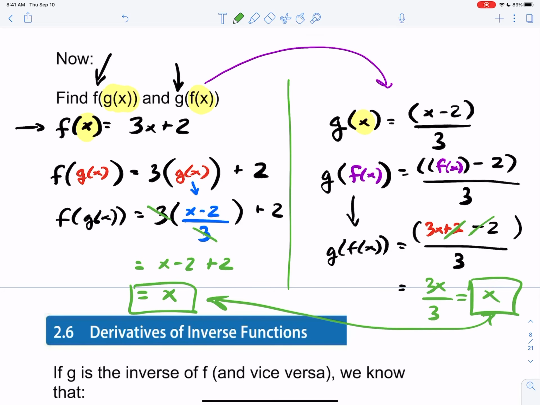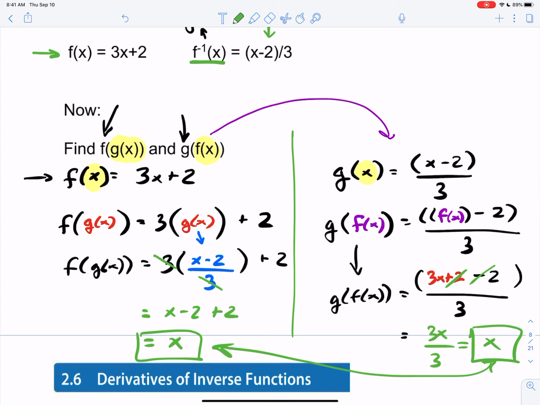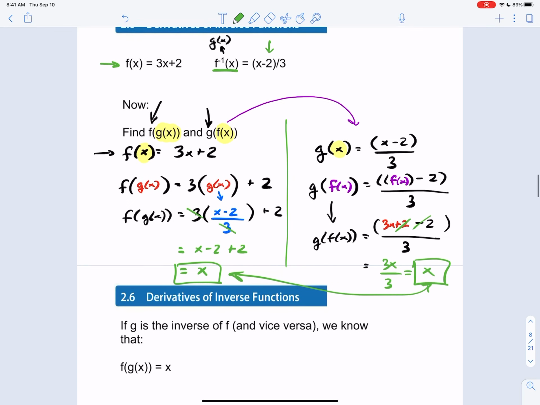Interesting. Okay. So it's not a coincidence. Actually, this is how every inverse function behaves. When you compose a function with its inverse, you will always get x. But it's not just a coincidence here. So what if it's x? What does it really mean? And I'll show you guys in a second.